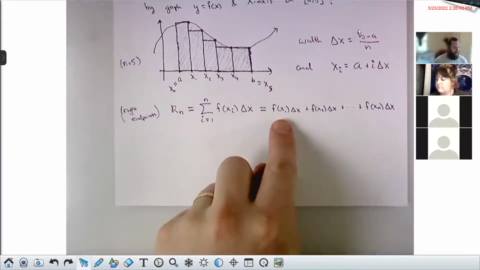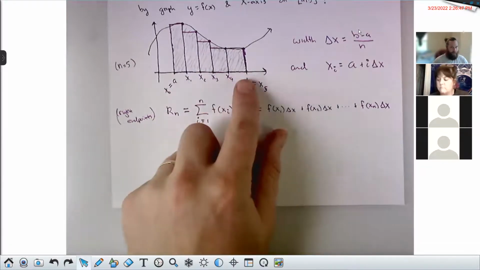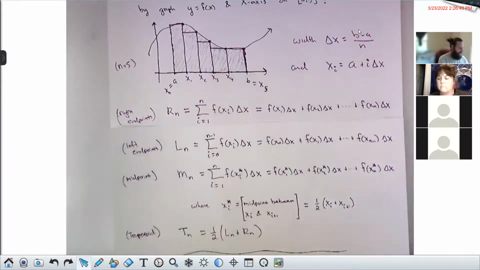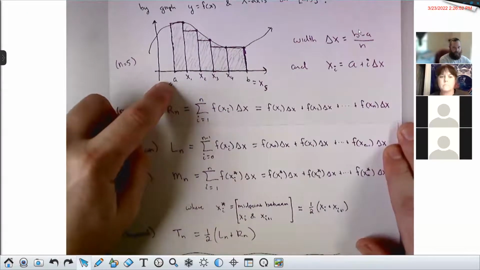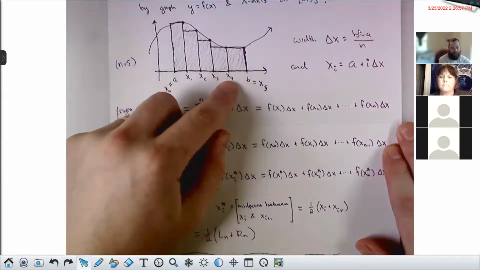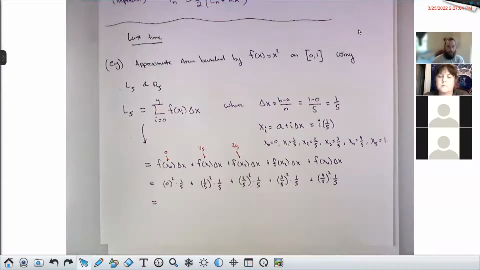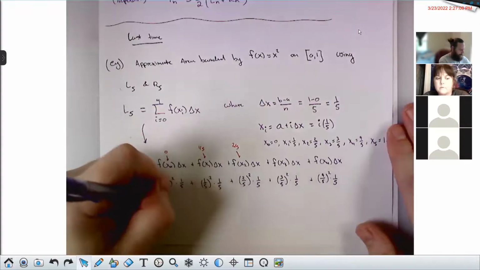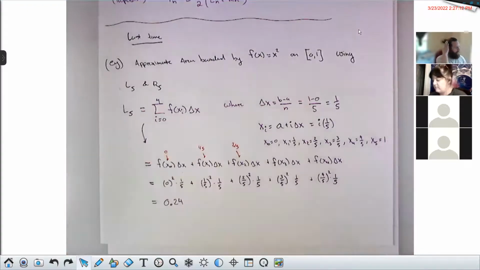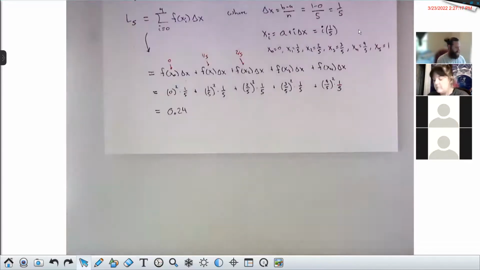So your terms here are like f of x1. It starts with this guy, not this guy, and ends with the last guy. Ln starts with x sub 0, and ends with not the last guy, but the second to last guy. So in L5, we would sum from 0 to 4. And in R5, we're going to sum from 1 to 5. So this came out to 0.24. And a similar calculation for R5.